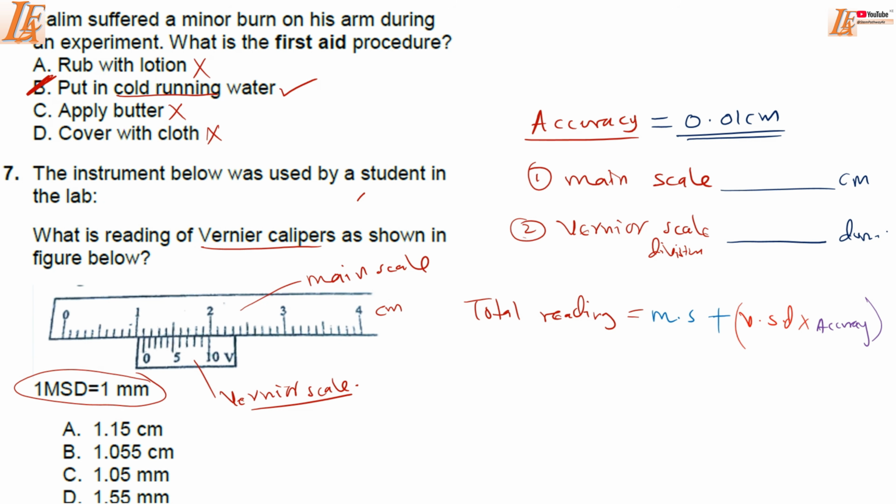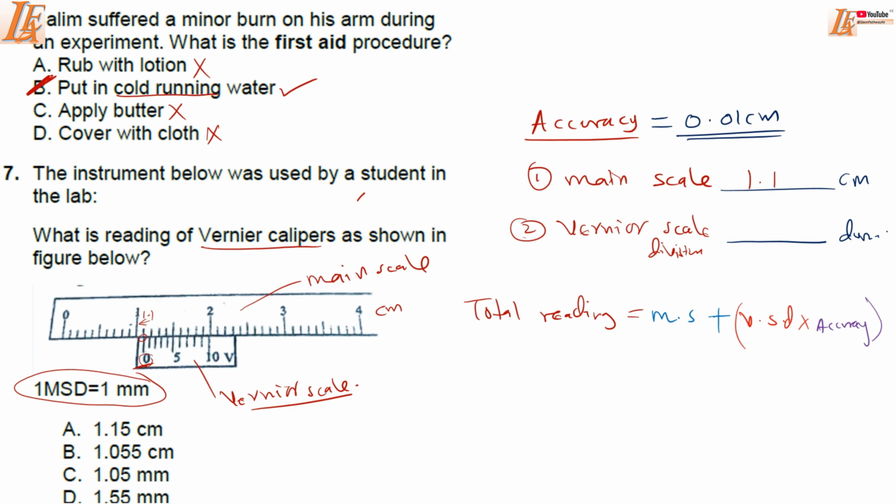We read the main scale by looking at the 0 mark of the vernier scale. This 0 mark here of the vernier scale. We move up, and then the value which is on the left side of the 0 mark of the vernier scale. So in this case, we read as 1.1. So the main scale reading is 1.1 centimeter.